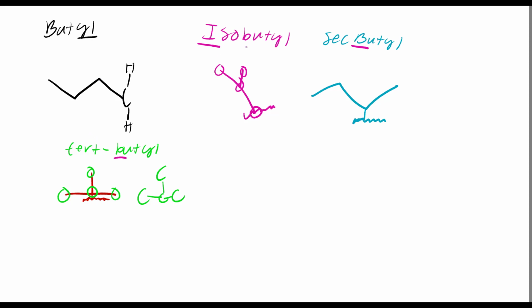So isobutyl has a Y shape, sec-butyl kind of has a Z shape, and it's connected to the second carbon, that's why it's called sec-butyl. And tert-butyl is on the third carbon. You're going to be using butyl, butyl, and iso for the naming part.